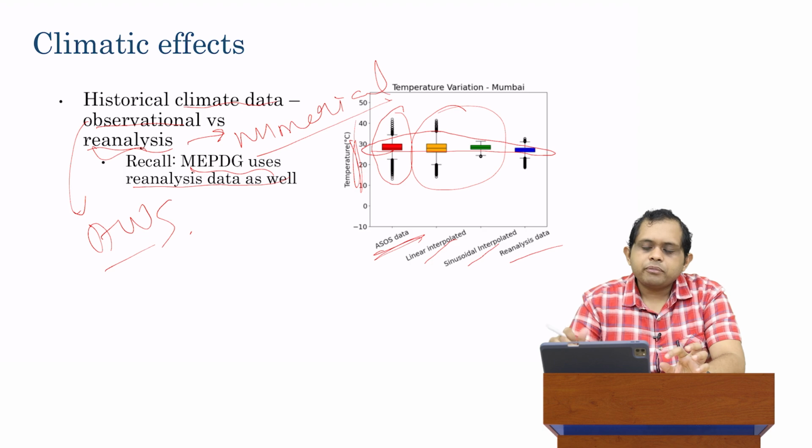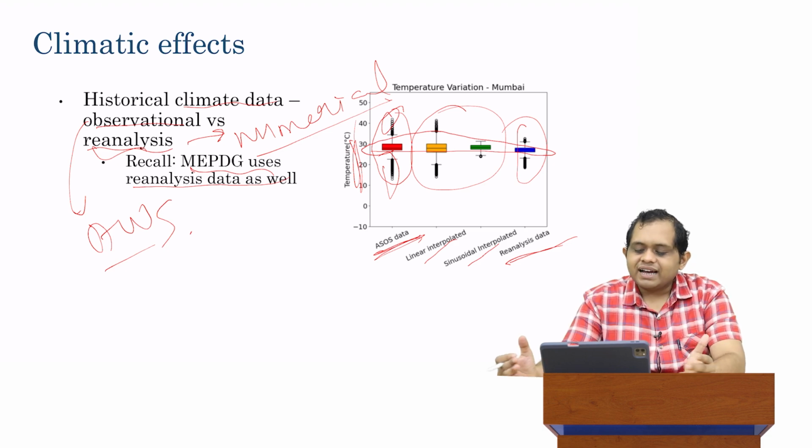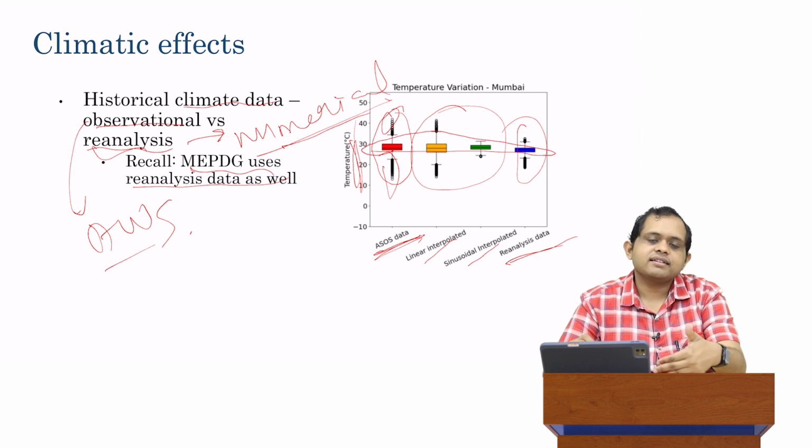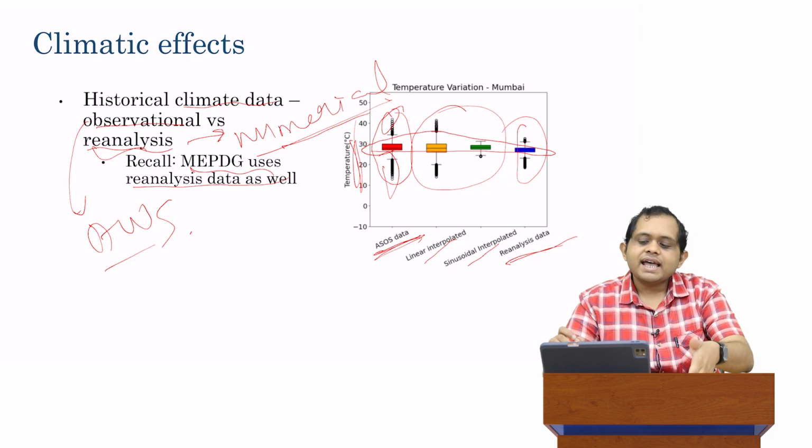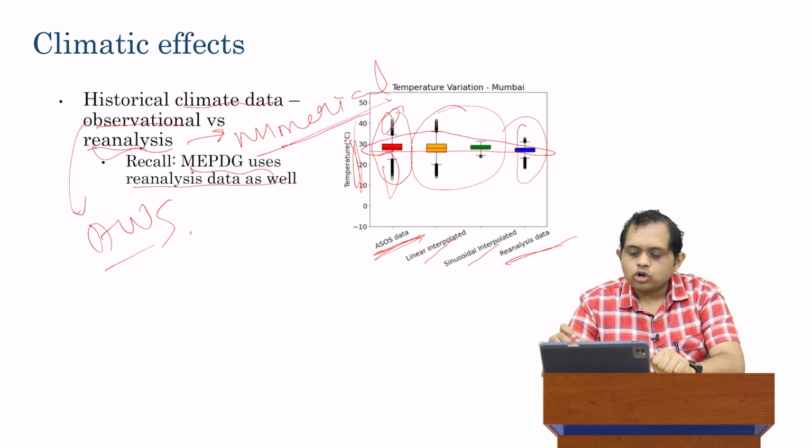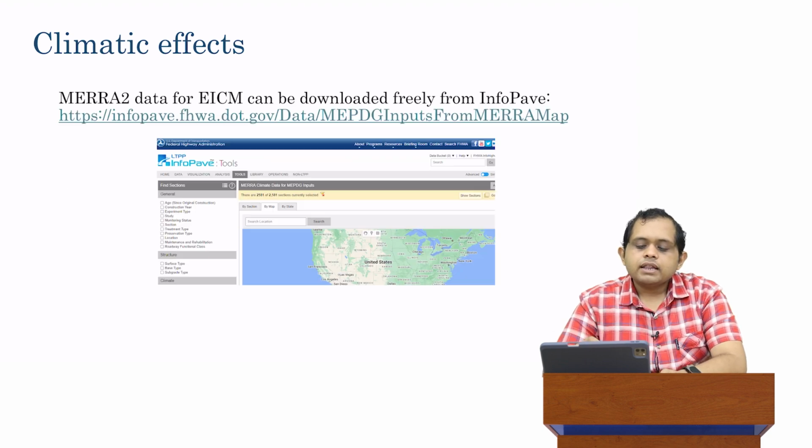On average, the average of the observational data and the average of the reanalysis data was pretty similar. It's the outliers which were different. The observational data had more outliers and the reanalysis data had fewer outliers. That's typical. That's generally how these numerical models for observations work. They're good for design in the sense they're good for taking the average behavior. Extreme values tend to not be considered in this. But anyway, we decided to go for reanalysis data. That's also, by the way, what is used in the MEPDG.